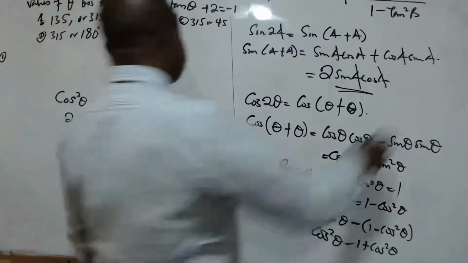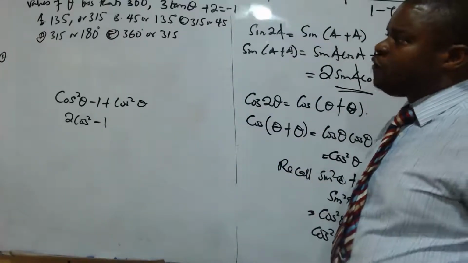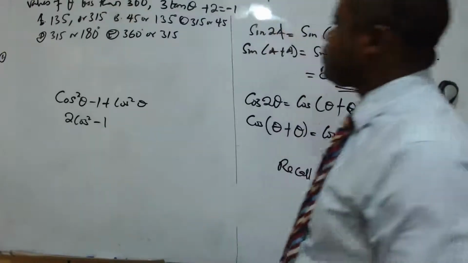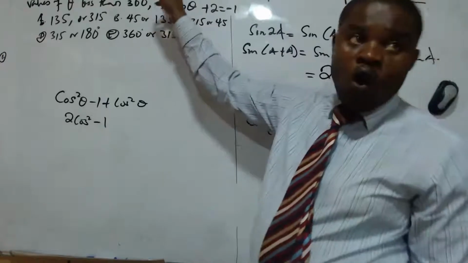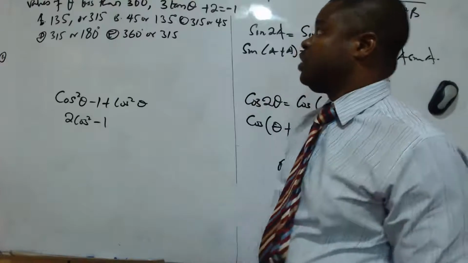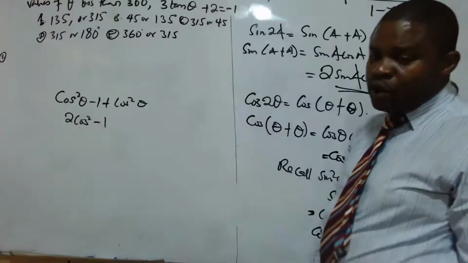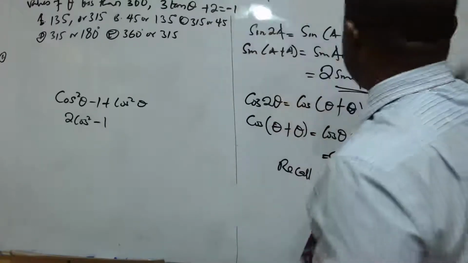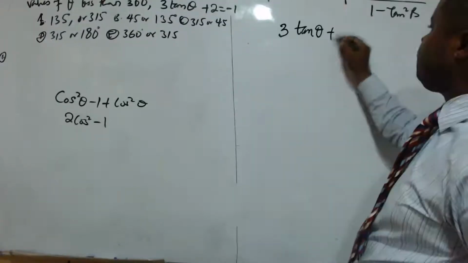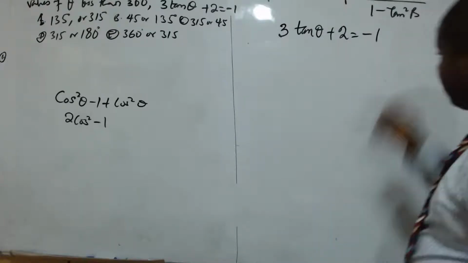And the question says, solve the equation for all positive values of theta less than 360 degrees. Now the question is what? 3 tan theta plus 2 equals minus 1. How do we go about that? Now see how we're going to solve that question. Plus 2 equals minus 1. Right?